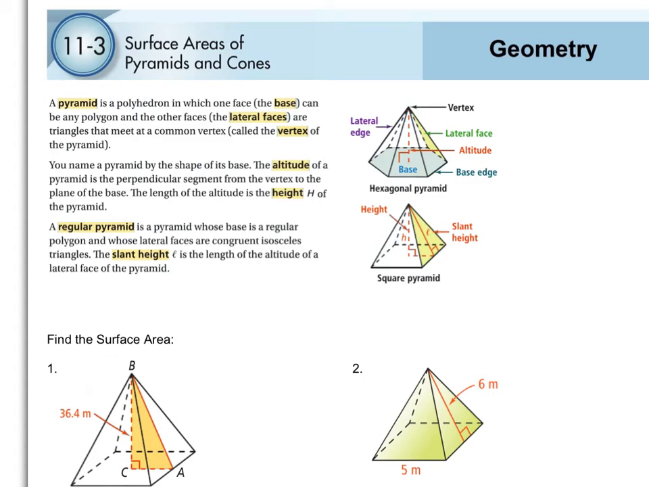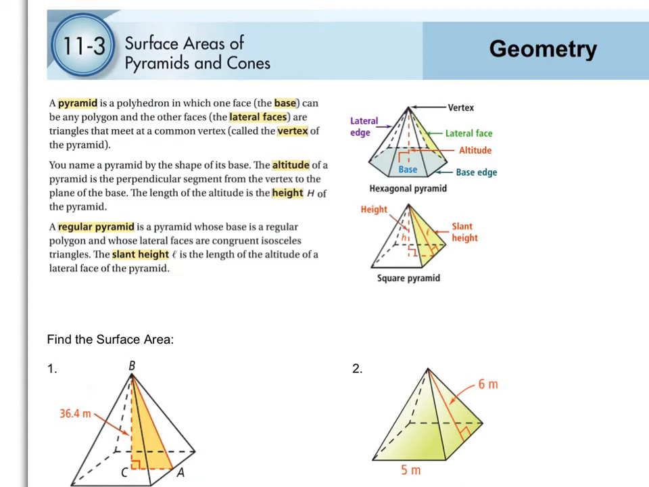This is section 11.3, part 1, where we're talking about the lateral area and surface area of pyramids and cones. Okay, we've talked about pyramids a little bit and cones. The difference between a pyramid and a prism is the fact that a pyramid only has one base. Okay, and you're going to deal with three bases in terms of pyramids.